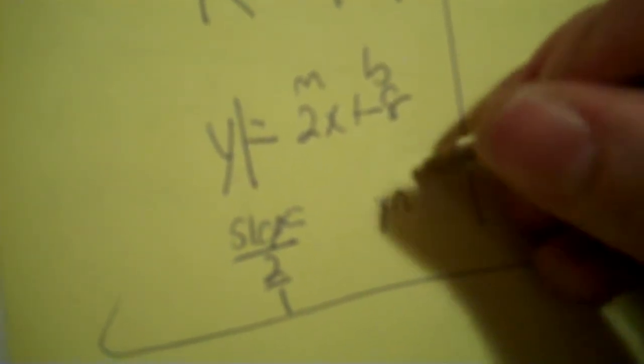You got your m, you got your b. So the slope is 2 over 1, of course, and the y-int is negative 8. So you go down to negative 8 on the y-axis. Then we go up 2, forward 1.